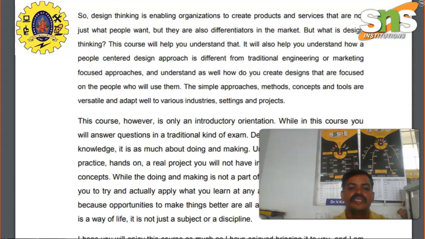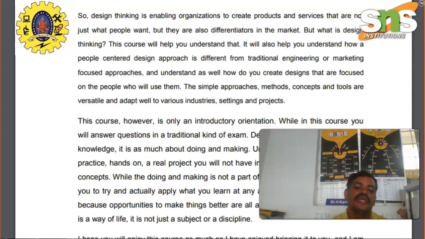Design thinking enables organizations to create products and services that are not just what people want. They are also differentiated in the market. But what is design thinking? The course will help you understand that. It will also help you understand how the people-centered design approach is different from traditional engineering or marketing focused approaches.